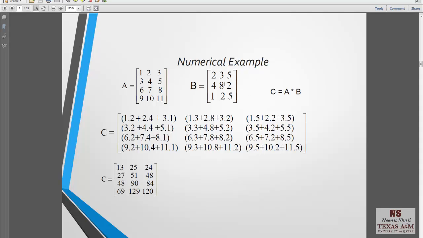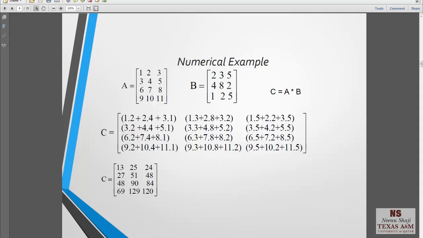First of all, you have to check if the sizes are matching. So here the number of columns in A is 3 and the number of rows in B is 3. So you can multiply A with B. Every row is multiplied with every element in column B. So 1 times 2 plus 2 times 4 plus 3 times 1. We get the first element in the product matrix C.